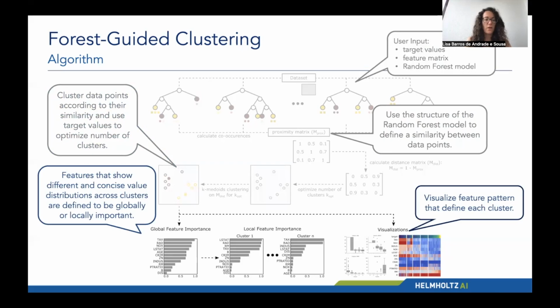First of all, we have a global and a local feature importance. This feature importance identifies features that show different and concise value distributions across clusters, and thereby are defined as either globally important or locally important, meaning important to one of the single clusters. In addition to the global and local feature importance, we also provide the visualization of the decision-making process of the random forest model. This is visualized in a distribution plot and a heat map.